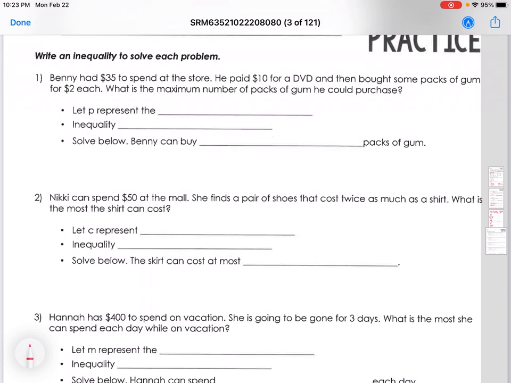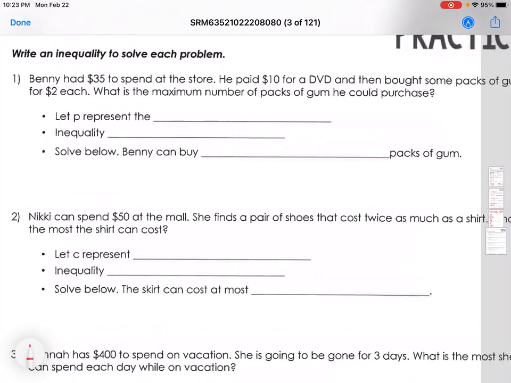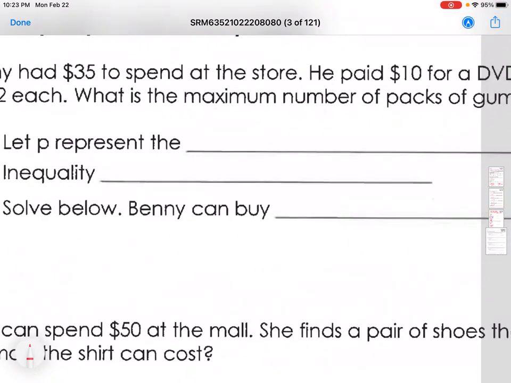Okay, writing and solving inequalities. So we have number 1, Benny had $35 to spend at the store. He paid $10 for a DVD, and then he bought some packs of gum for $2 each. What is the maximum number of packs of gum that he could purchase? So I need to decide what my variable is. And this says to let P be our variable, and it would represent the packs of gum.